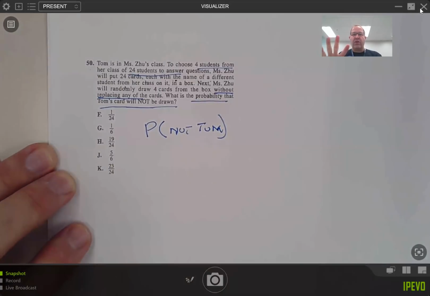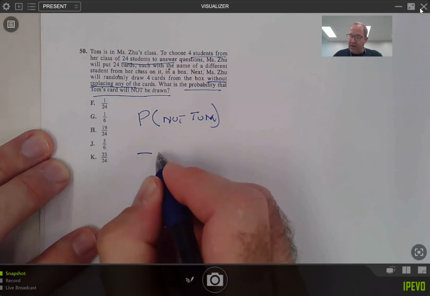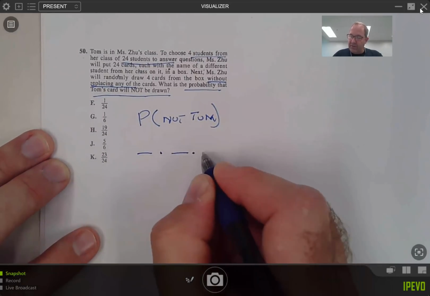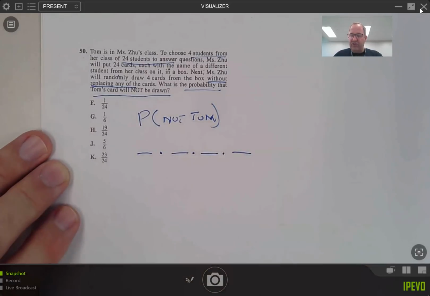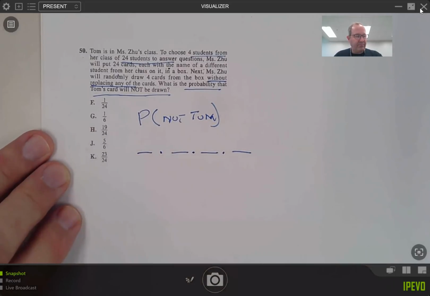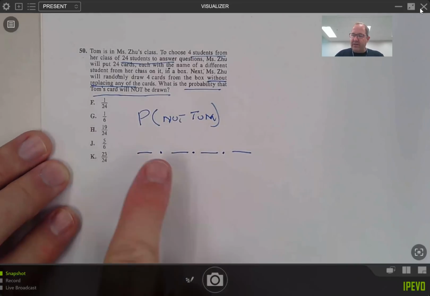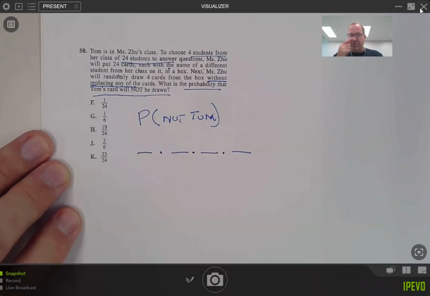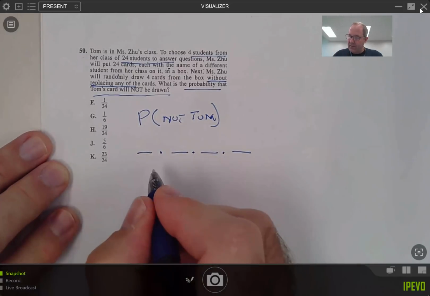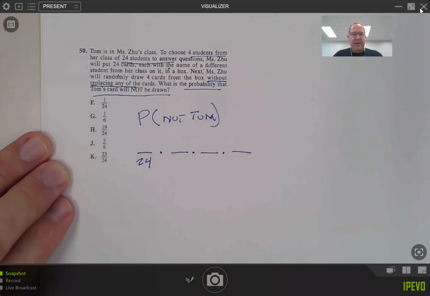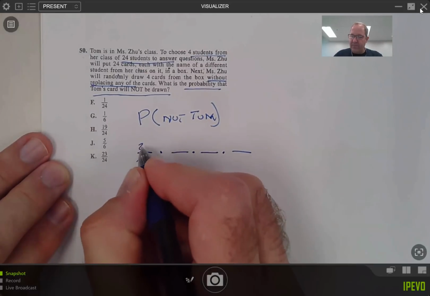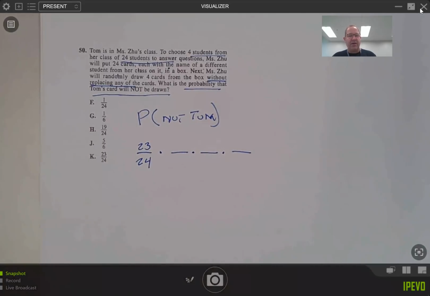Well, she's picking 4 cards out. So this is our first bit. We're actually going to be multiplying 4 different probabilities because she's picking 4 separate cards. Now, we don't want Tom's card to be picked in any of these. So when she first goes to pick a card out, there's 24 students in there. How many of them are not Tom? Well, 23 of them are definitely not Tom's card, right? There's only 1 Tom, so there's 23 that are not.